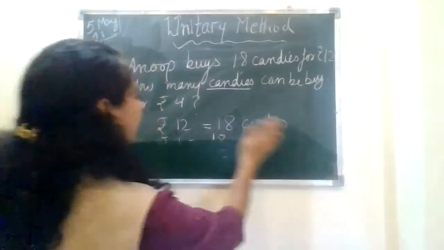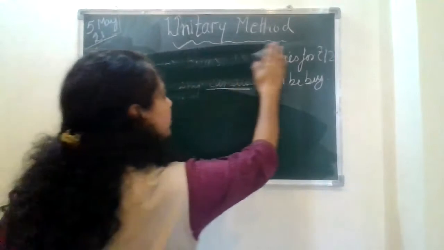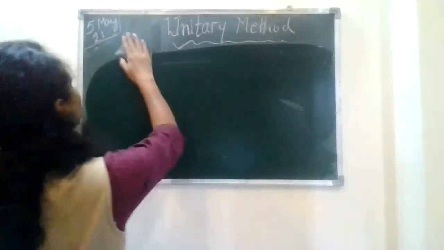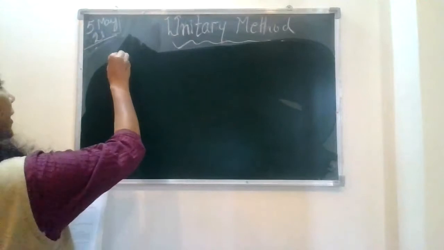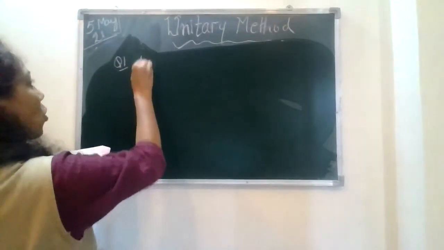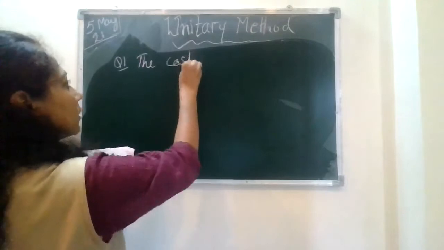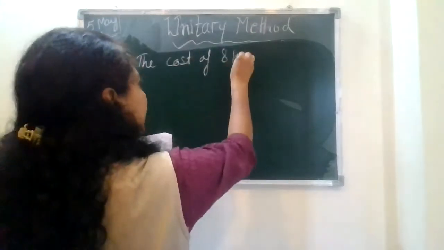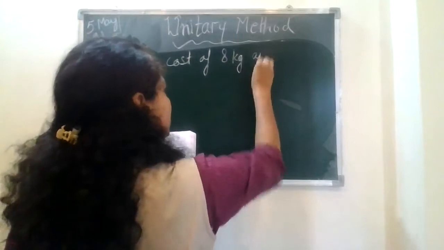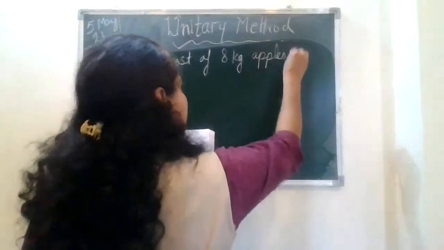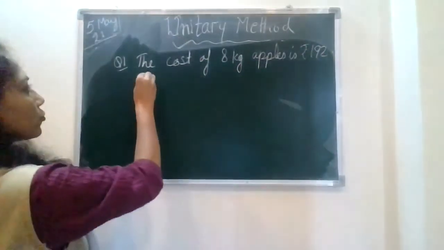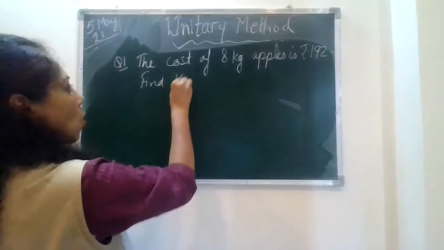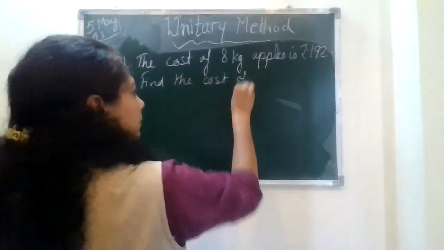Okay. Now coming up with the second question of unitary method. Here we go now. The question coming your way is: the cost of 8 kg apples is ₹192. Find the cost of 3 kgs.